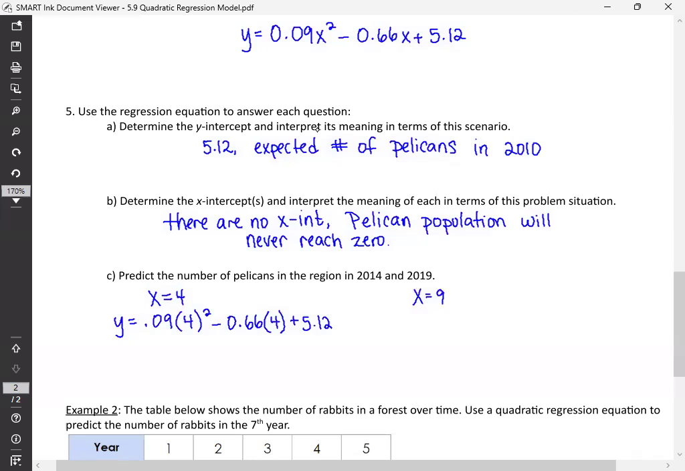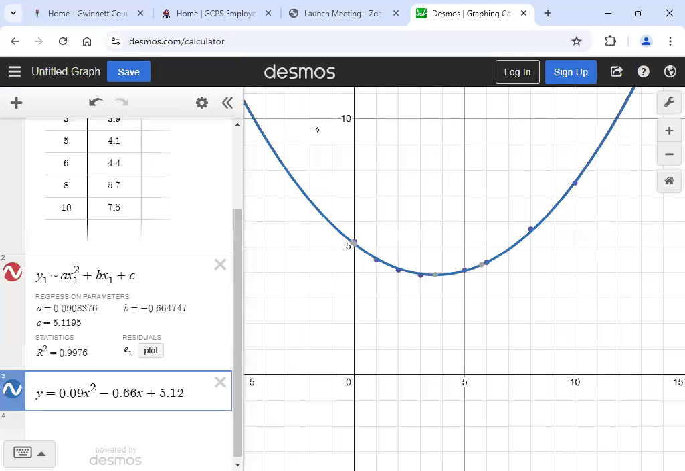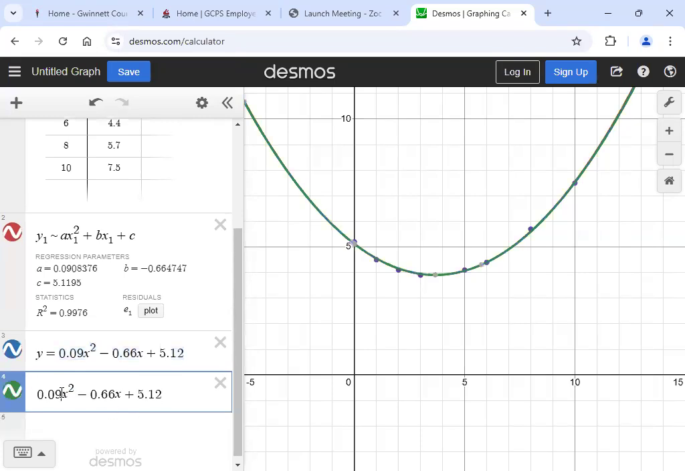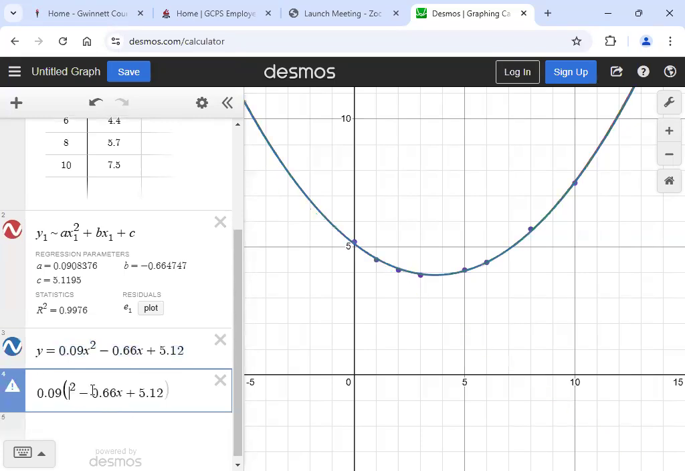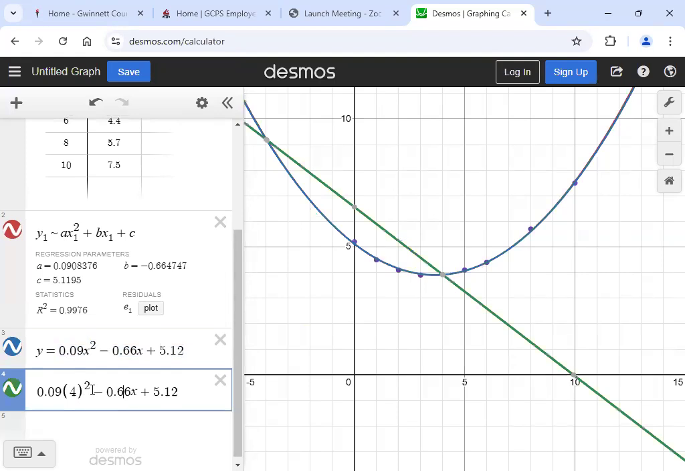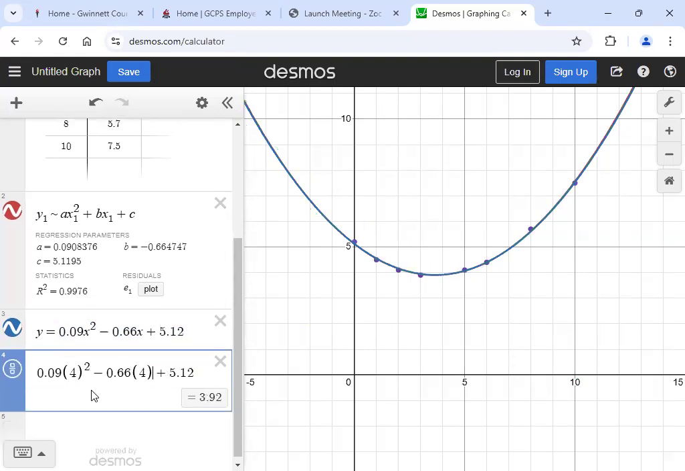our regression equation. So what I like to do, and I know you guys are savvy, you're good with this too, I'm just going to copy that equation there so that I don't retype anything in incorrectly. And then replace that x with a 4 and replace that x with a 4. That makes it a little bit faster. So we could expect there to be 3.92 thousand pelicans in 2014.